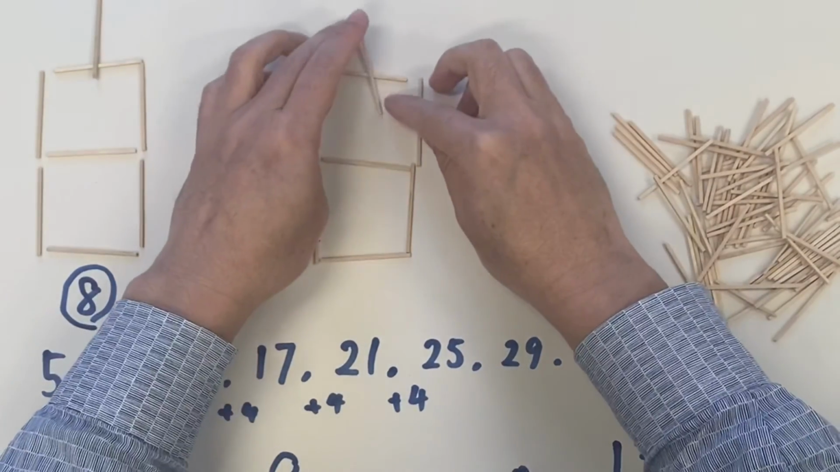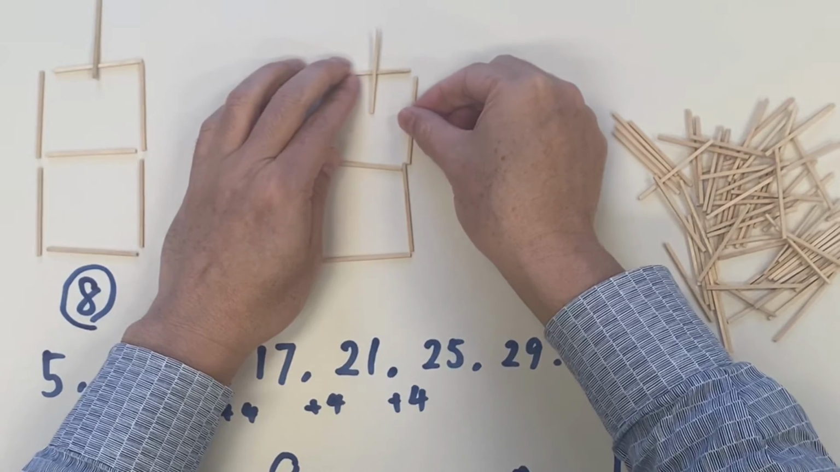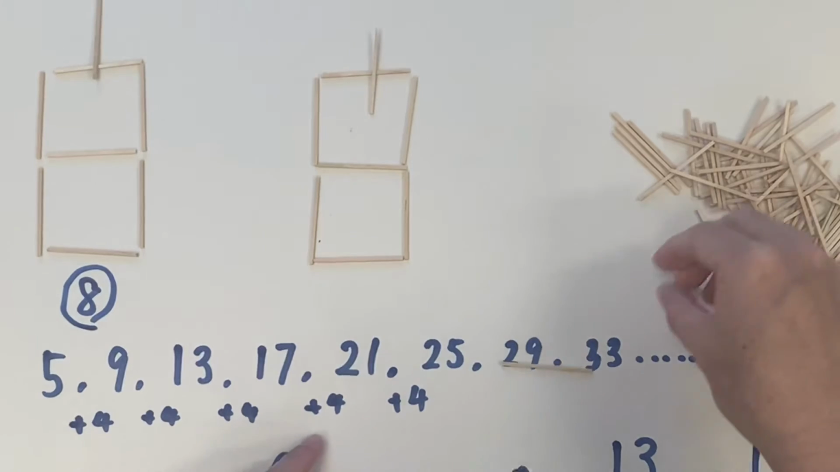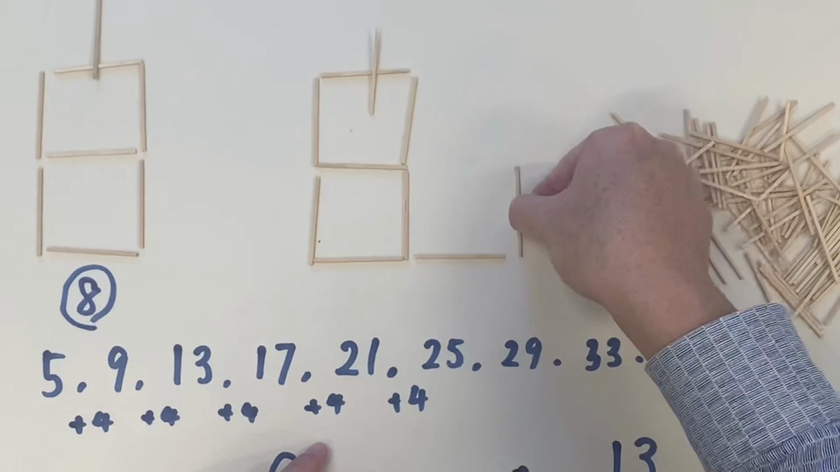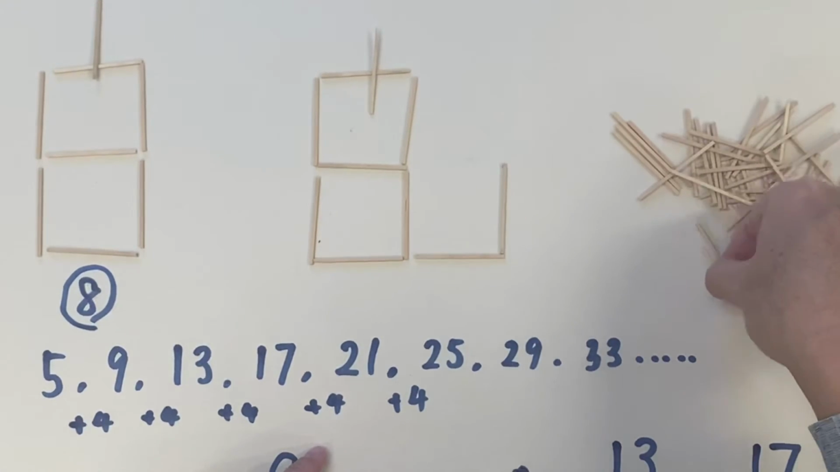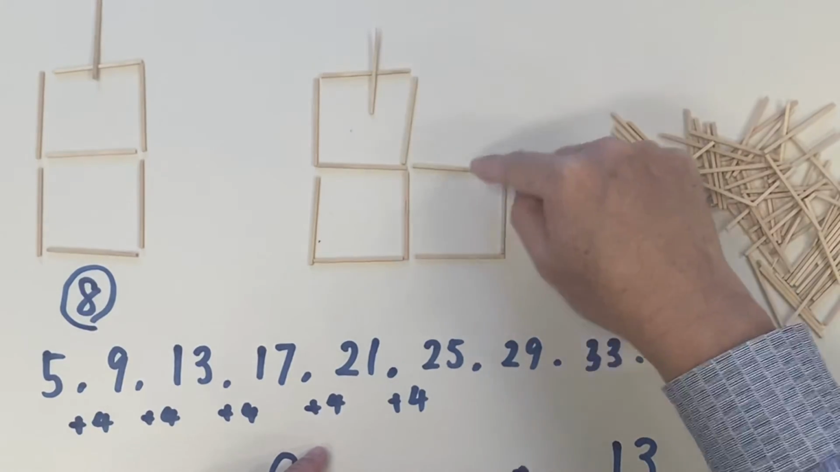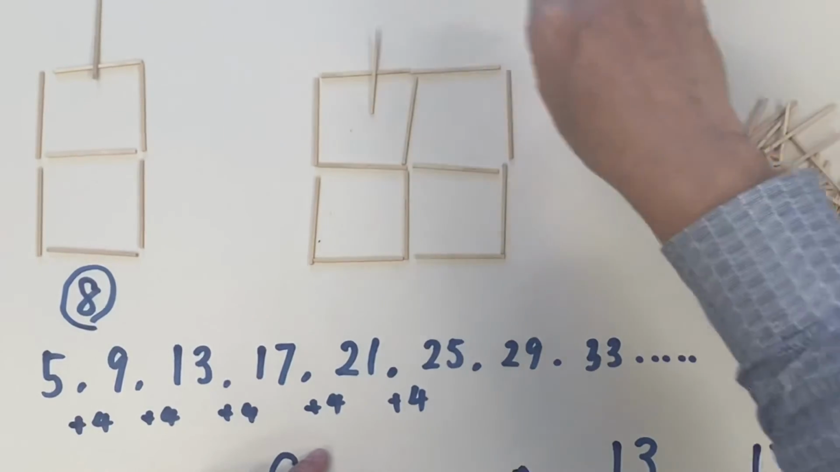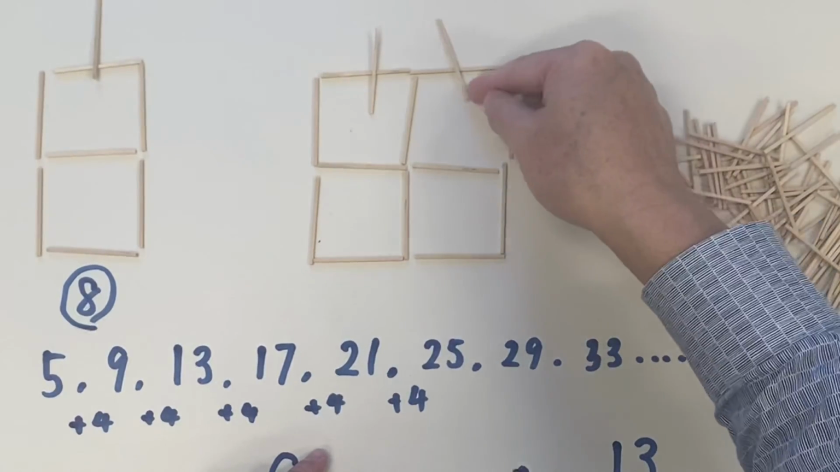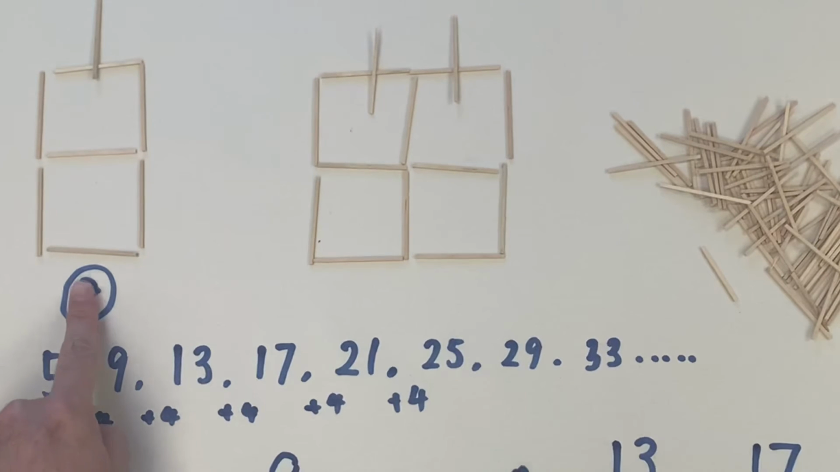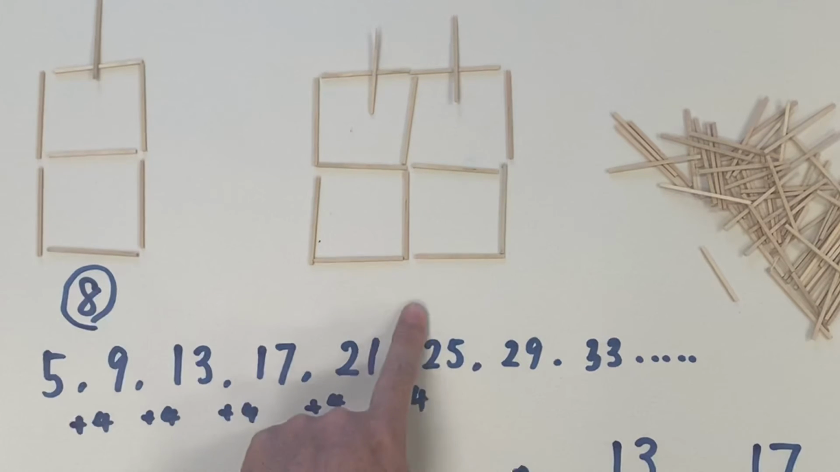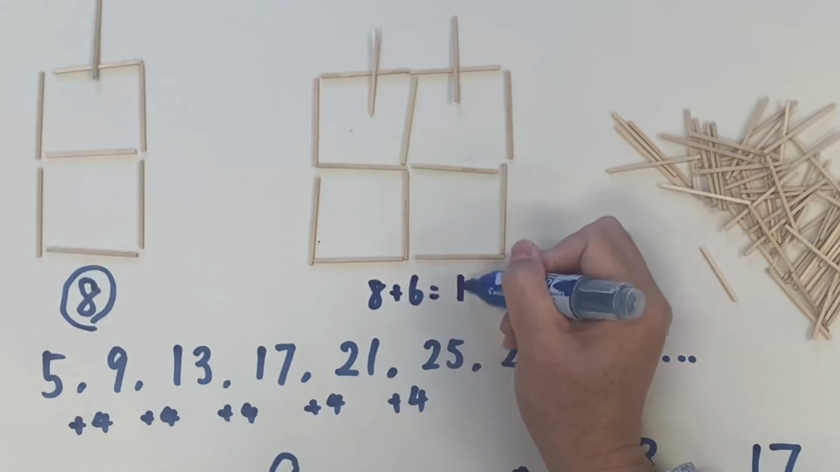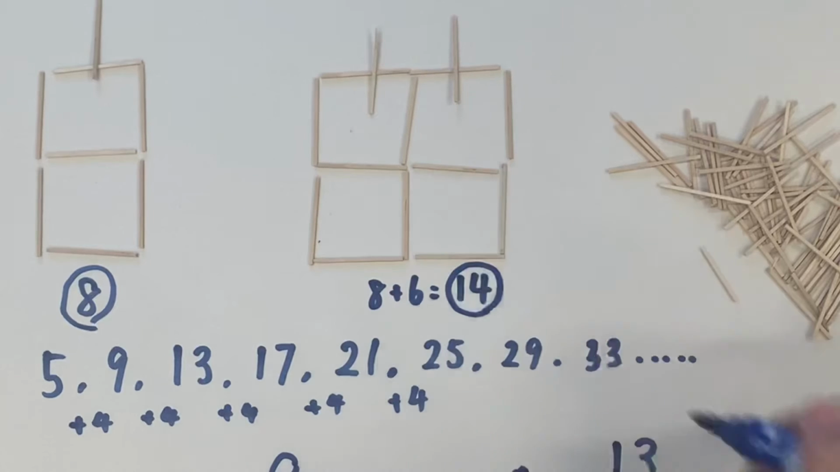Oops, the chimney is sticky. It's a pointy chimney there. Is it better? Then I'm going to add another building right next to it. 1, 2, and I count how many sticks I am adding. 1, 2, 3, 4, 5. Oh, I'm adding 6 here. So 8 plus 6 is 14. Oh, that's 14 sticks I'm using here.